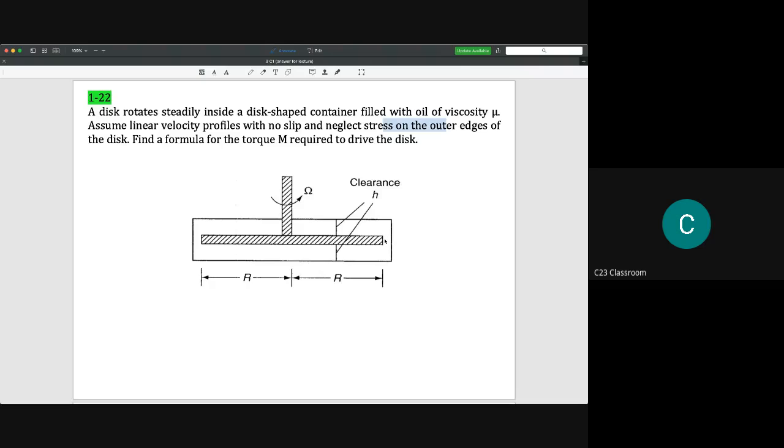So it might be the disk is very thin, so we could neglect the area of this side. If the disk is thick, then you need to calculate two times. One with the idea of rotating this, because we have two moving surfaces here, which reflect the rotating disk, and also this area which reflects the rotating cylinder. And then I think we already discussed this question. Find a formula for the torque required to drive the disk.